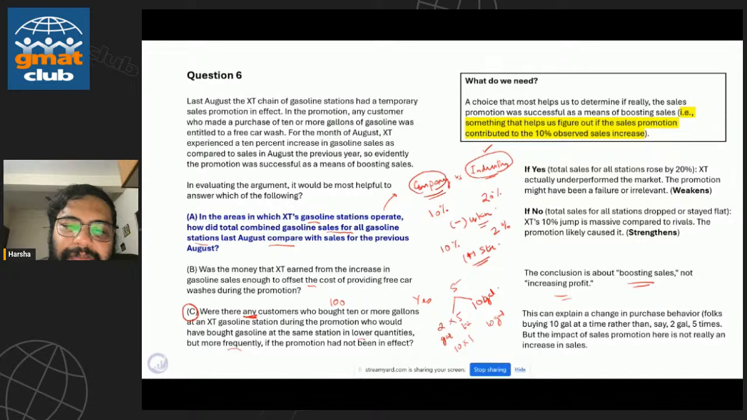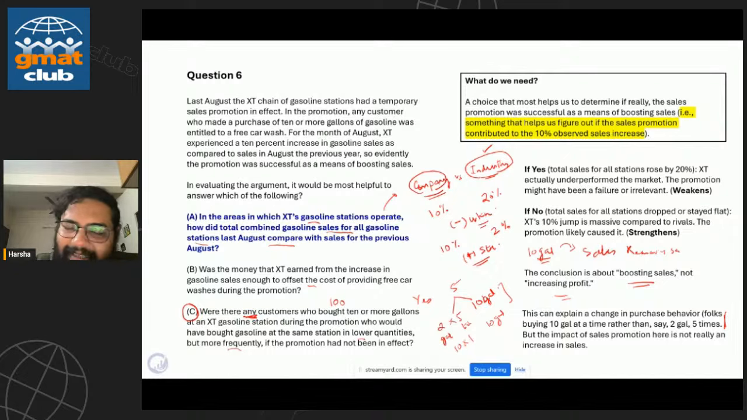What I want you to observe is in both cases, he's still buying 10 gallons only, right? So, given the same pricing, the sales remains the same. That's what I mean by choice C. If you say that there are customers who, thanks to the promotion, change their purchase behavior, instead of buying 2 gallons 5 times in a month, suddenly these guys just went in one shot and bought 10 gallons. So these people change their purchase behavior.